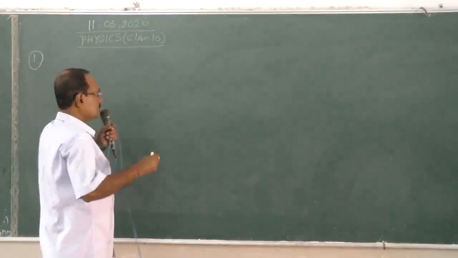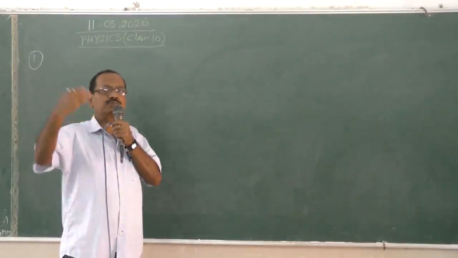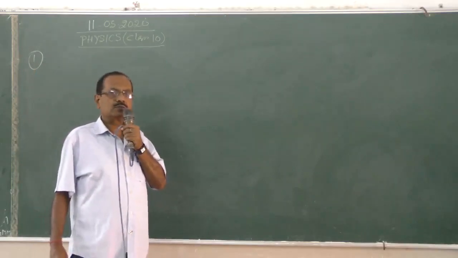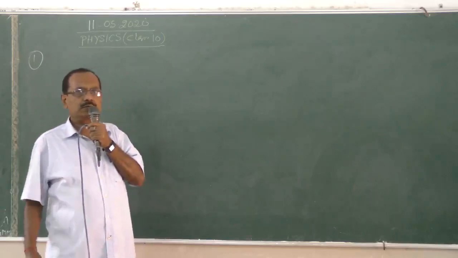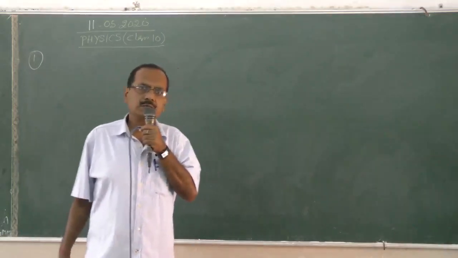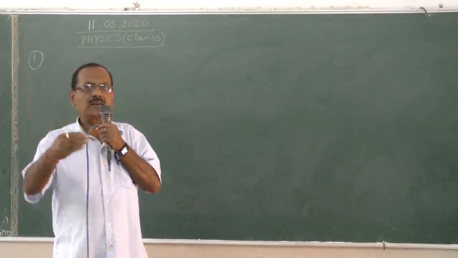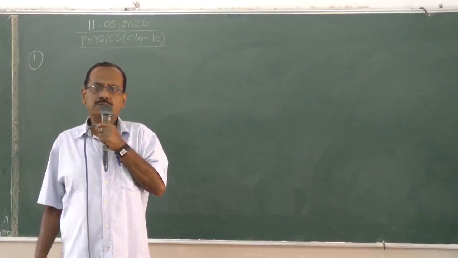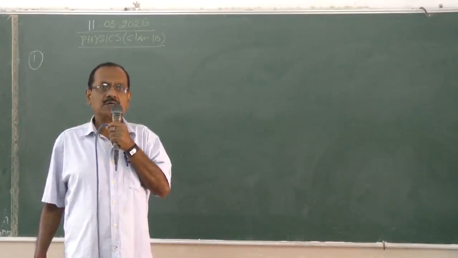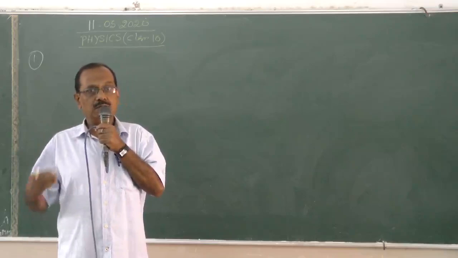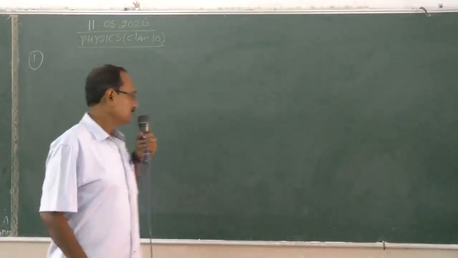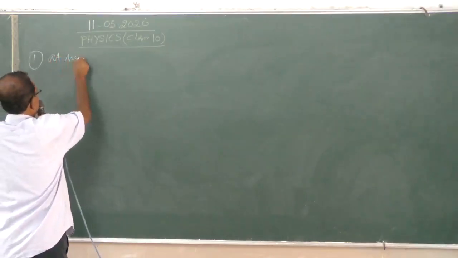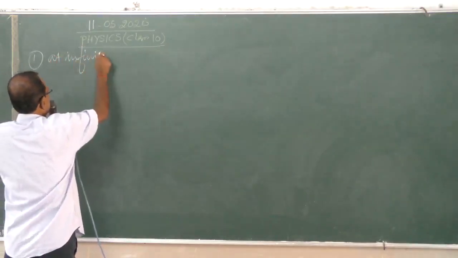It means a distant object, a very far object. When the object is kept very far, the rays coming from it will be parallel. It may be parallel to the principal axis or may not be, but the rays are considered parallel. So therefore, at infinity, when the object is at infinity.